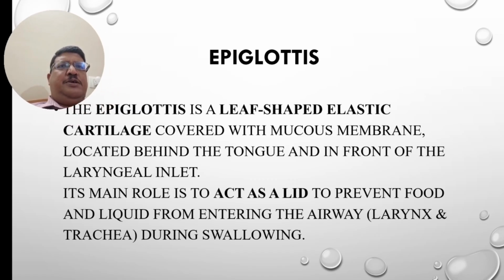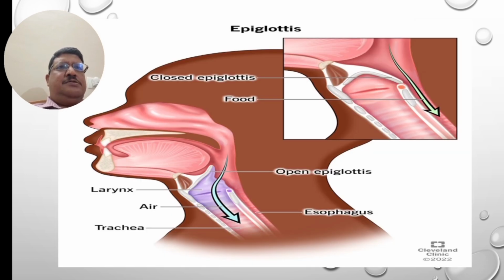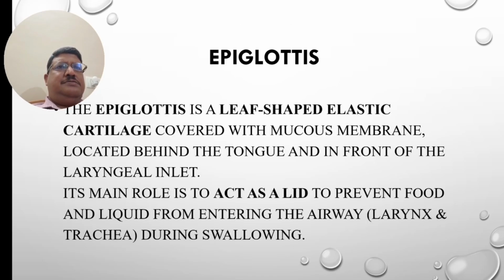Now coming to the epiglottis. The epiglottis is a leaf-shaped elastic cartilage covered with mucous membrane, located behind the tongue and in front of the laryngeal inlet. Its main role is to act as a lid to prevent food and liquid from entering the airway, larynx and trachea, during swallowing. So this is the structure of the epiglottis, in open and closed conditions.